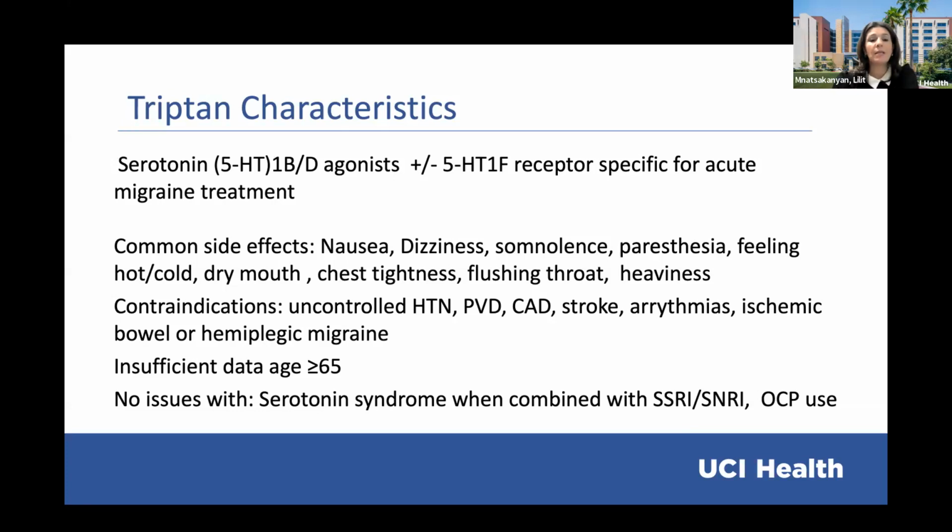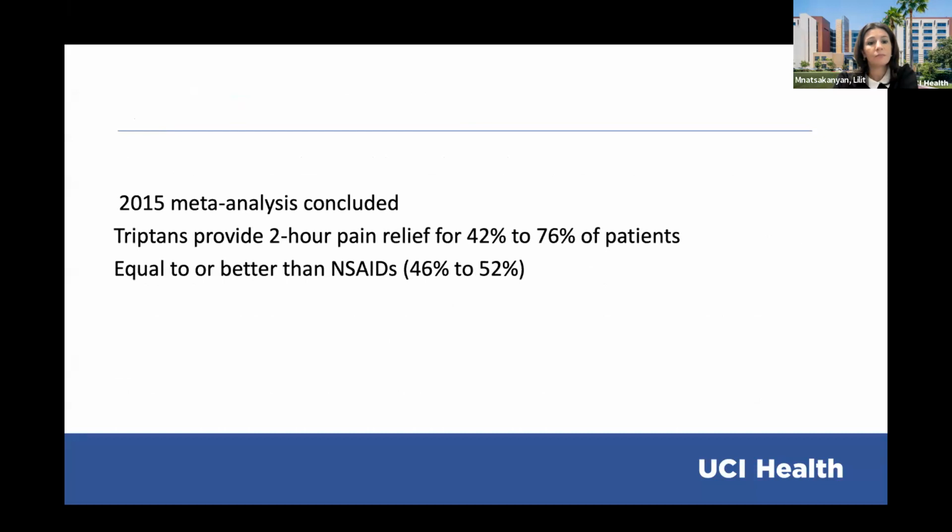The good news is that there have been historical concerns with triptans, for example, for serotonin syndrome. However, it's now known that there is not significant risk if it's combined with SSRIs or SNRIs or contraceptives. The 2015 meta-analysis concluded that triptans provide 2-hour pain relief for 42 to 76% of patients, and they're equal or better than non-steroidal anti-inflammatory agents in up to 52% of cases.